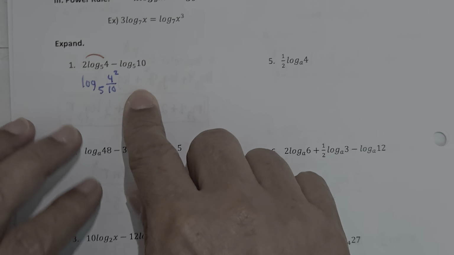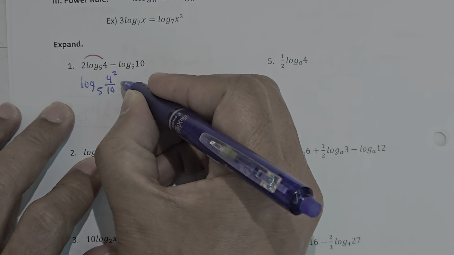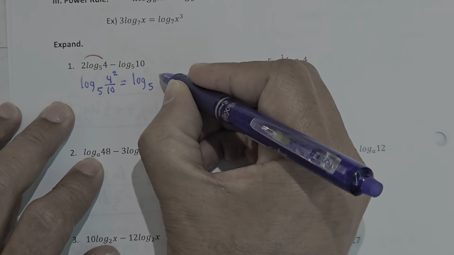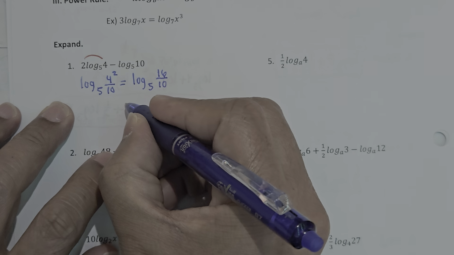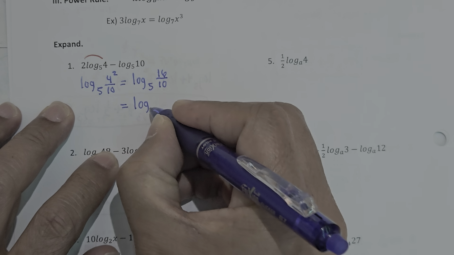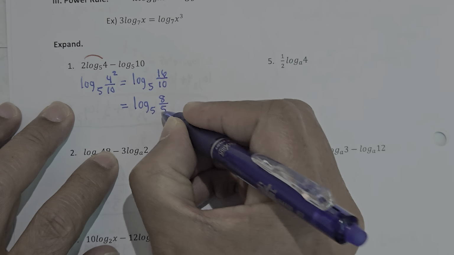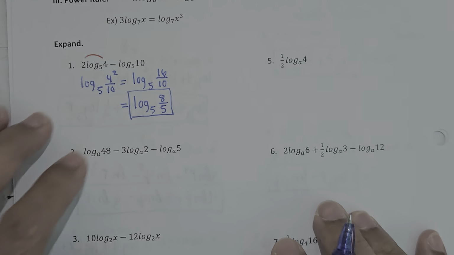But then we need to simplify this. So this is equal to log base 5 of 4 squared, which is 16, over 10. That simplifies to 8 over 5. So the final answer is log base 5 of 8 over 5. And we are done condensing the first example.